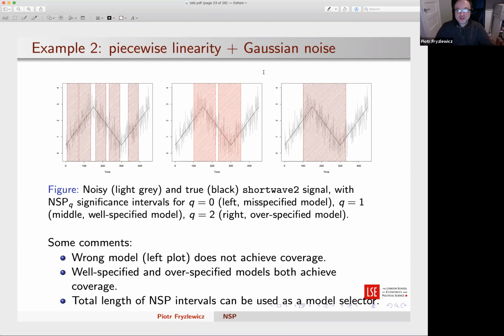In the middle plot, I use the right model. I have piecewise linear. I have linear covariates, the piecewise linear system. I'm getting my intervals around my change points as required.